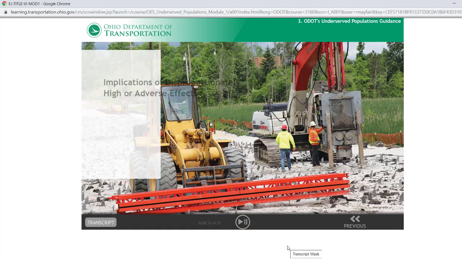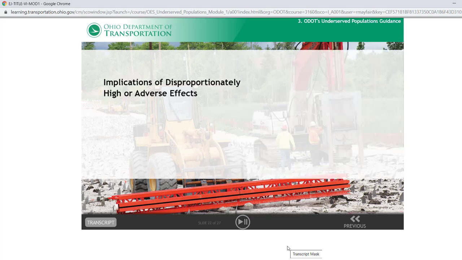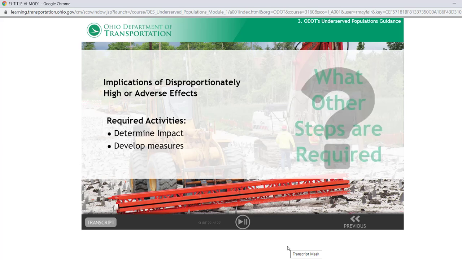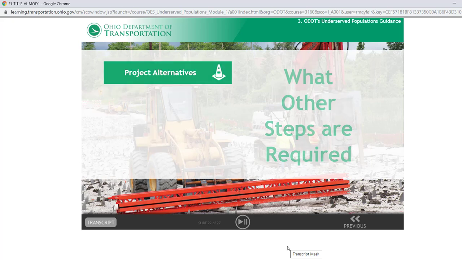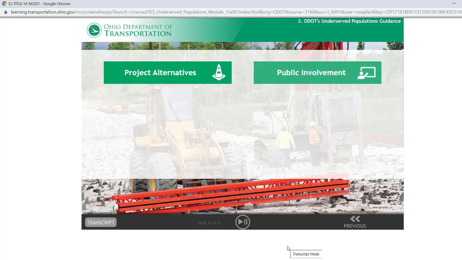What happens if a project or action could have a discriminatory and disproportionately high and adverse effect on underserved populations? You already know that agencies must determine impacts and develop measures to avoid, minimize, or mitigate them. What other steps are required? Click each topic to find out.